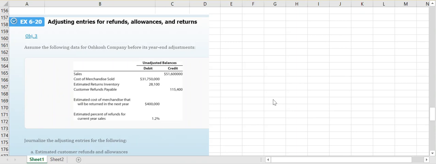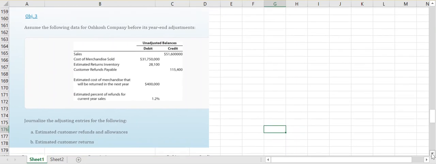So they give us some information. They give us our sales in total for the period, as well as our cost of merchandise sold, and what we have currently sitting in the estimated returns inventory account, which is a current asset account, and our customer refunds payable account, which is a current liability account. They tell us that we estimate that the cost of the merchandise that will be returned to us in the upcoming year is $400,000. So that's the cost, meaning what we had paid for that inventory. It also estimates that the percentage of refunds that we're going to have to give to our customer is 1.2% of the current year's sales.